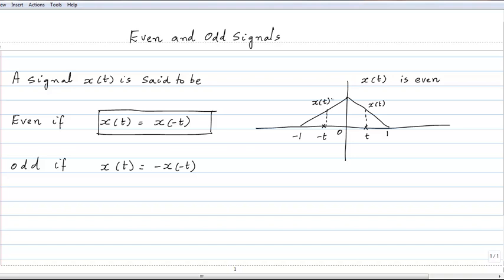And what is an odd signal? Well, an odd signal is one for which x of t is the negative of x of minus t. Or equivalently, you can say that x of negative t is the negative of x of t.